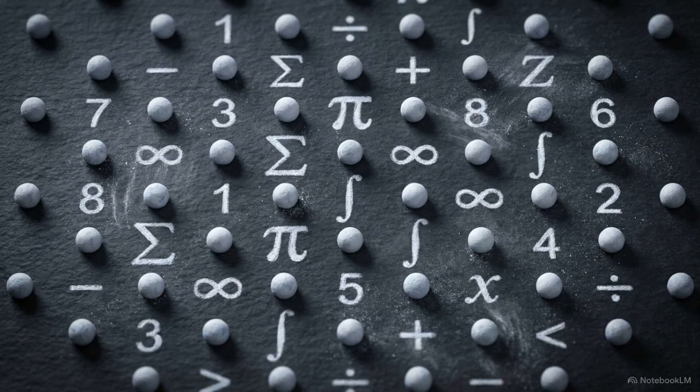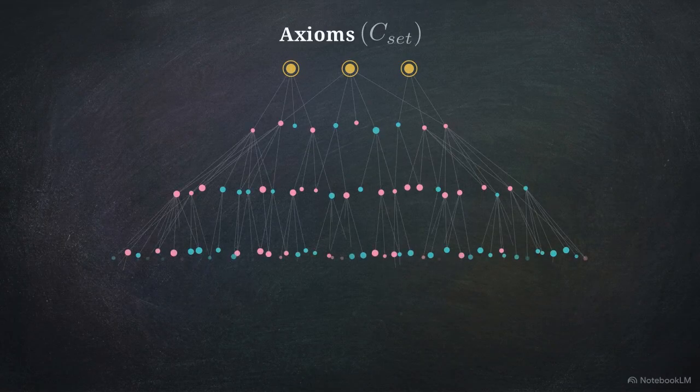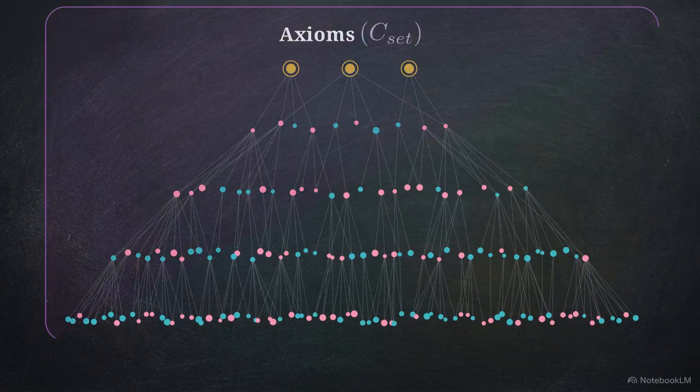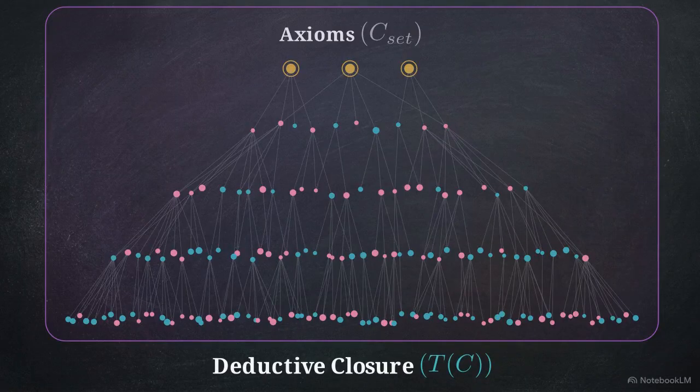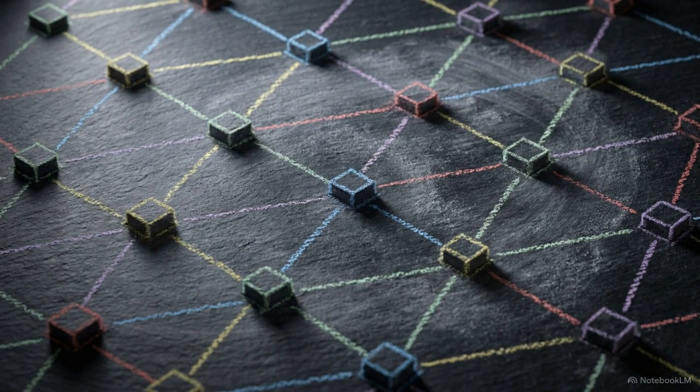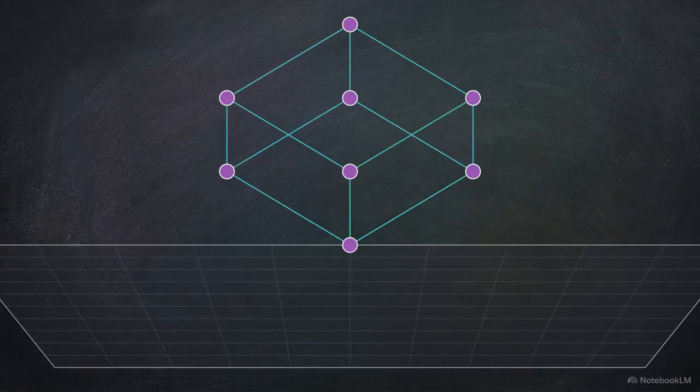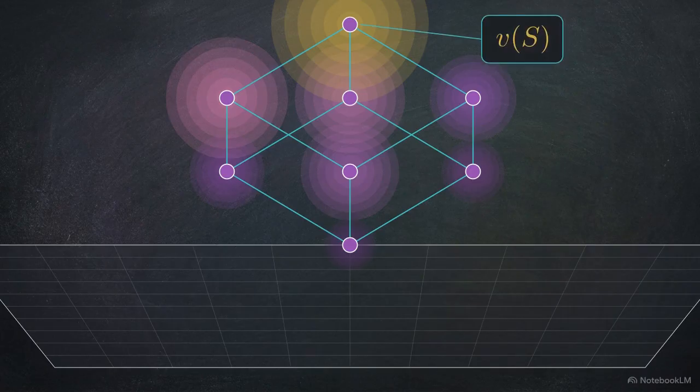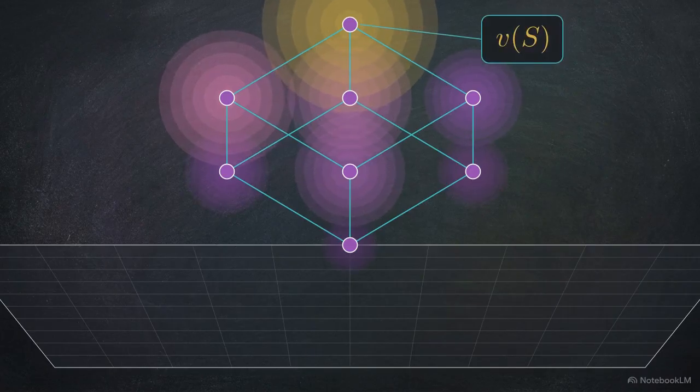In classical mathematics, a formal theory is usually treated as a finished product. You start with a set of axioms, you locate every theorem they can logically prove, and you call that resulting collection a deductive closure. But that static view ignores the mechanics of how those axioms actually work together. Instead of analyzing the final output alone, we can evaluate a theory as a dynamic mathematical space, a productivity field, denoted as V of S, that measures the productive weight of any given combination of axioms.